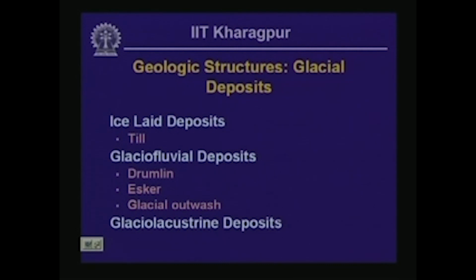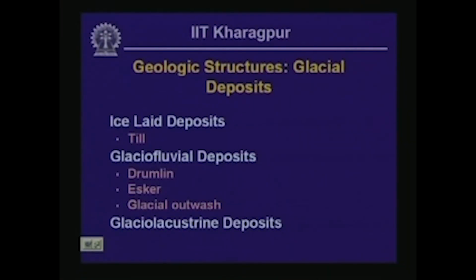We could also have glacial deposits. Glacial deposits are listed here, and they are generally laid by ice. If they are directly laid underneath ice, they are called till. They could be glaciofluvial deposits, meltwater that originates from melting of glaciers, like drumlin, esker or glacial outwash.